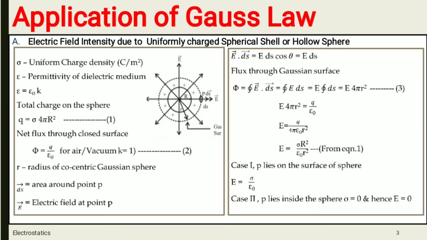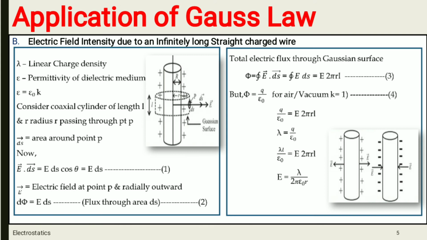And as you know, if theta is 0, cos theta is 1. So vector E dot vector dS is equal to E dS. We can consider it as equation 1. Now what is capital E? E is the electric field at point P, which is directed radially outward, which you can see from the figure.